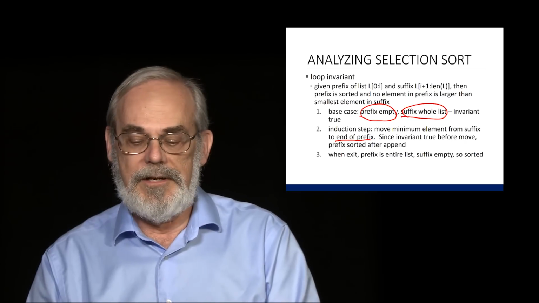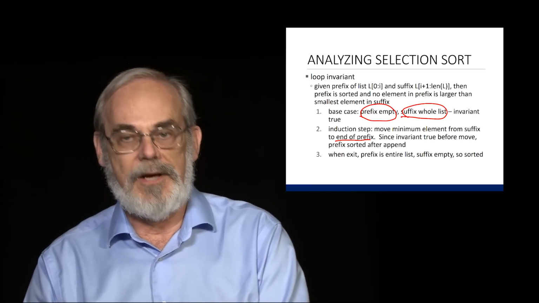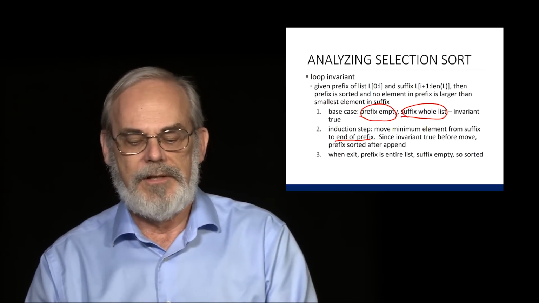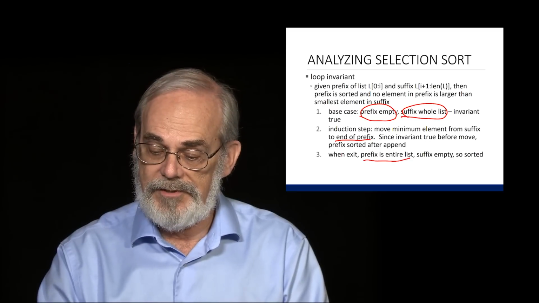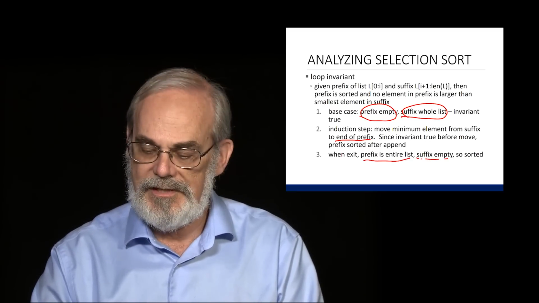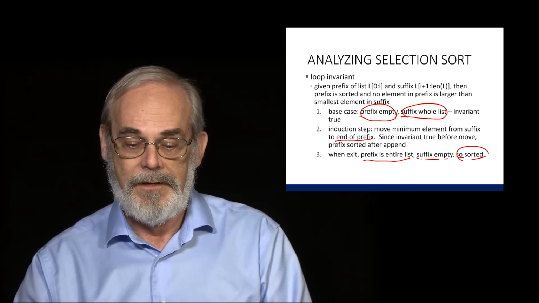And by the way I did it, I also know that the invariant is true because not only is it sorted, but when I'm done, there's nothing in the suffix that's smaller than something in the prefix. And when I exit, the prefix is the entire list, the suffix is empty, and so I have a sorted list. So the algorithm will work.